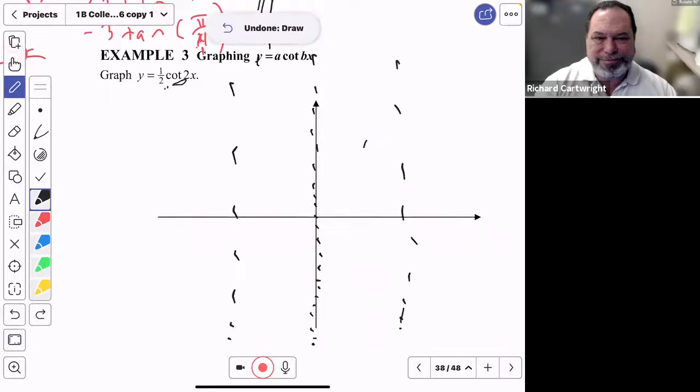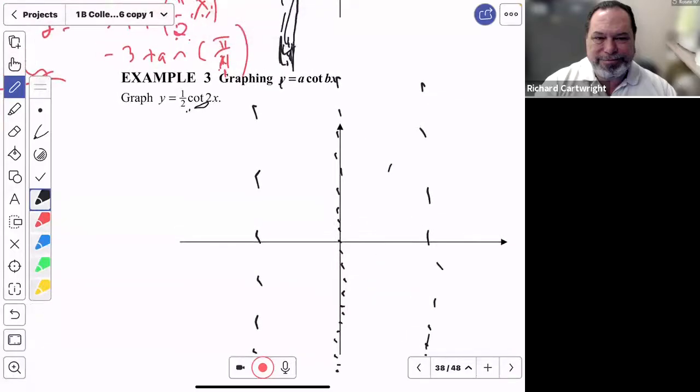So let me figure out what's going on here. Oh, the 1/2 means it's going to be kind of like fat. It's going to be fat. If you did it on a calculator and compared it to the regular, you'd see it got fatter, but I'm not going to play the game here.